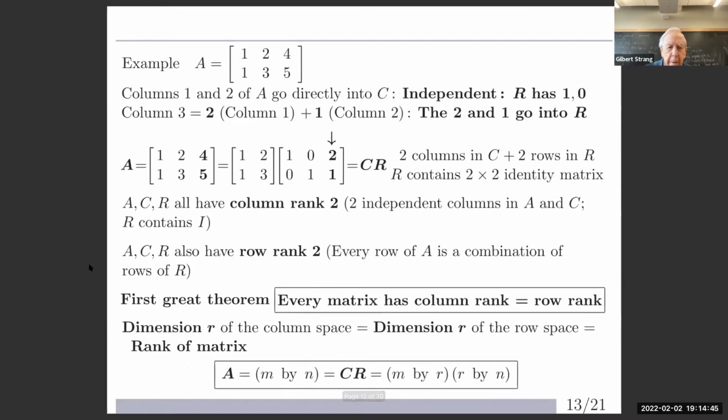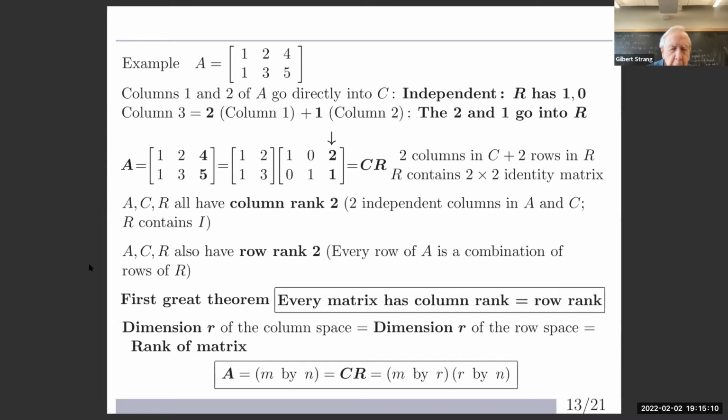So, there's a case of A equals CR. This is what we need to know. You see the matrix with columns 1, 1, 2, 3, and 4, 5. Those 3 columns are dependent. The first two columns go into C, that's 1, 1, and 2, 3.